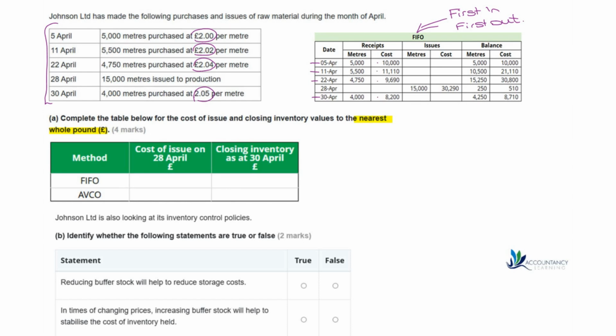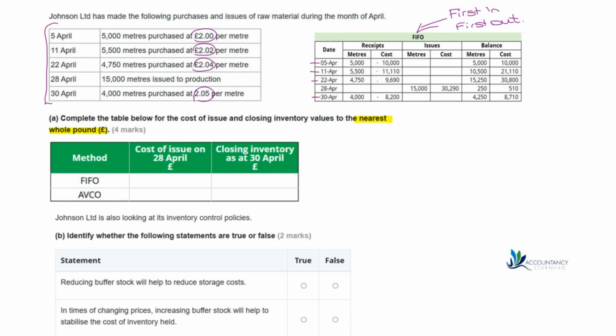So 5,000 metres at 10,000 cost. We then add on 5,500 metres to give our new total of 10,500 and add our two costs together to get 21,110, and repeat that, add on the 22nd of April receipts as well. So that is our balance. So these are all cumulative figures.